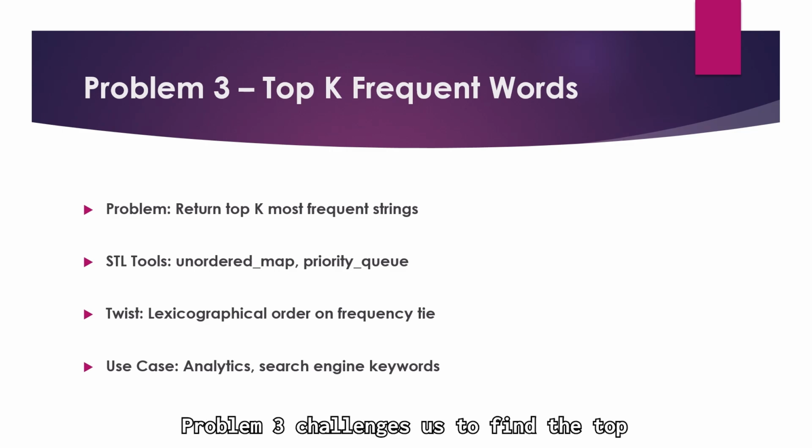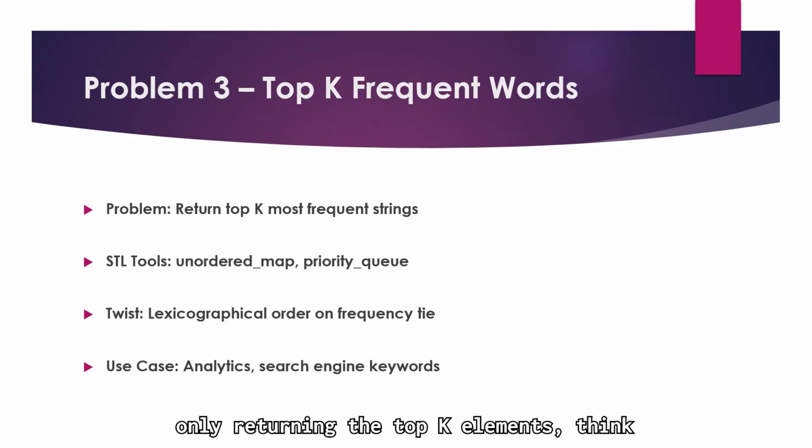Problem 3 challenges us to find the top k most frequent words from a list. This is a natural extension of the previous problem, but with the added complexity of only returning the top k elements. Think of it as identifying top trending keywords from a body of text. Again, we will use an unordered map to count word occurrences and a priority queue to efficiently retrieve the k most frequent words. We will also use a custom comparator to handle situations where multiple words share the same frequency, ensuring they are sorted alphabetically. This problem is very useful in text analysis, search engines, or social media sentiment analysis.